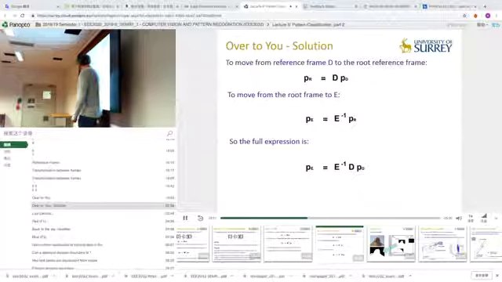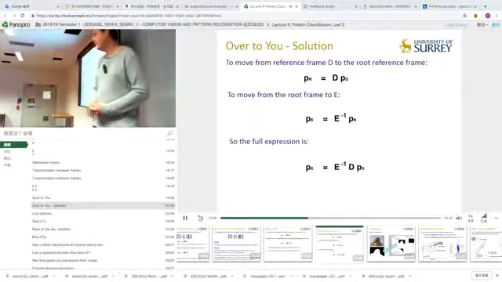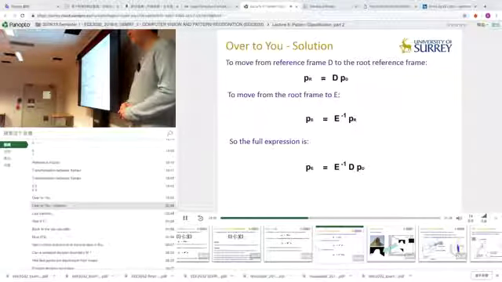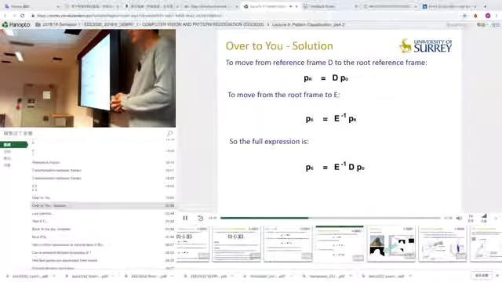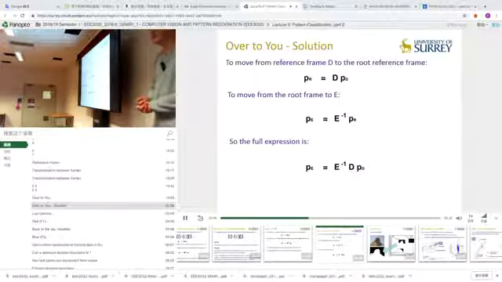So, substituting in here for PR, this is our expression here. PE is equal to E inverse D PD. Right, everyone okay with that? Any questions on that at all? This is an important concept to remember when we talk about eigenmodels, which we're coming to next.